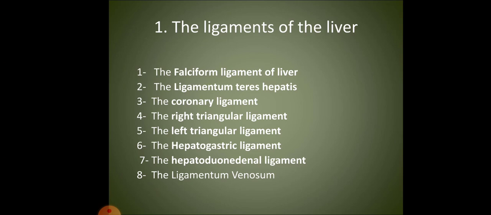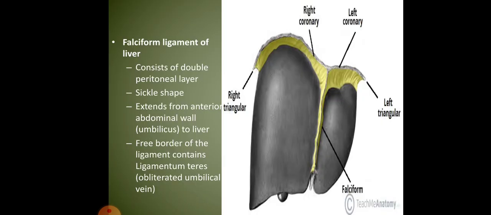Now the ligaments of liver. It includes the falciform ligament, ligamentum teres hepatis, coronary ligament, right and left triangular ligament, hepatogastric, hepatoduodenal and ligamentum venosum. So the falciform ligament of liver consists of a double layer of peritoneum. It is sickle shaped and extends from the anterior abdominal wall to the liver. Its free border contains the ligamentum teres, that is the obliterated umbilical vein.